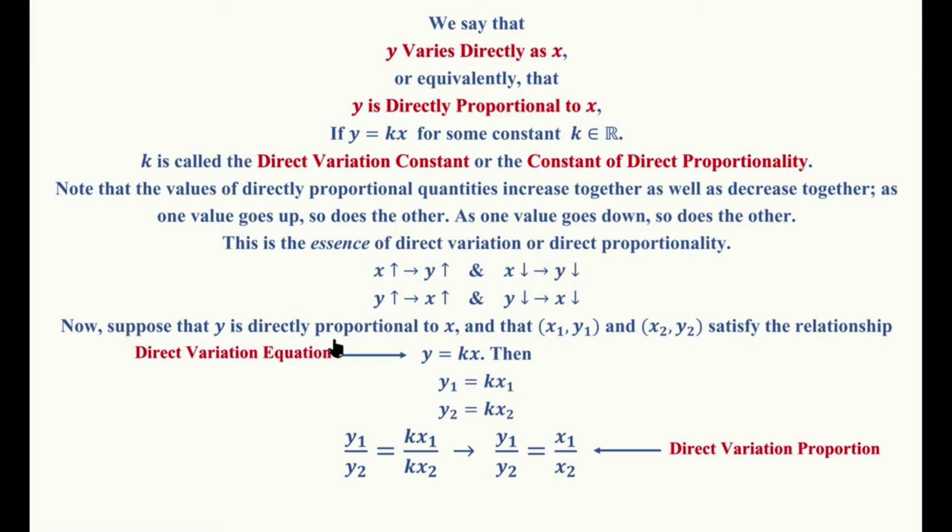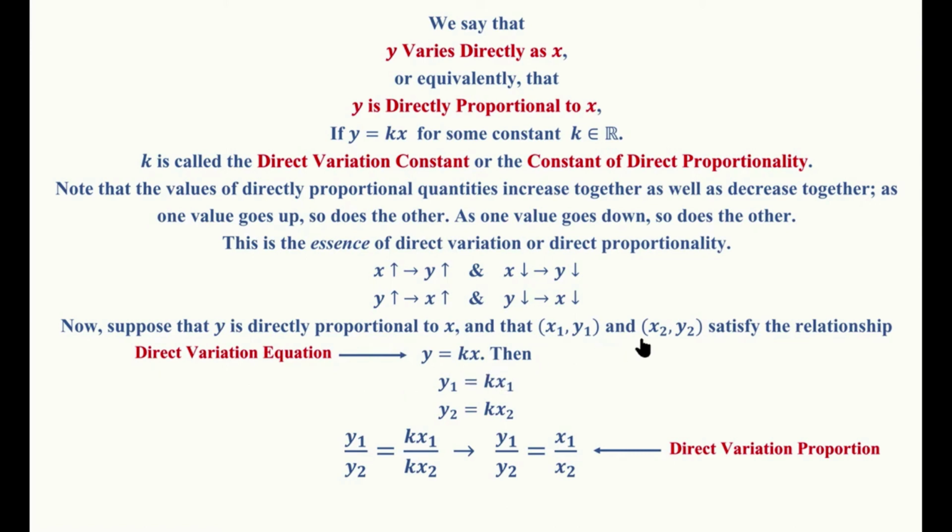Now suppose that you have y, which is directly proportional to x, and also suppose that these two ordered pairs, now remember, these could just be pairs of numbers, satisfy the relationship y equals kx. This we call the direct variation equation.